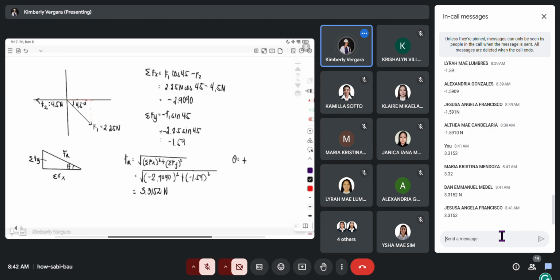Ang angle po natin, tangent, bakit? Opposite over adjacent. So, inverse tangent ni summation of Fy, all over by summation of Fx. Inverse tangent natin, 1.59 all over by Fx, negative 2.9090. Okay, ano pong answer po natin?